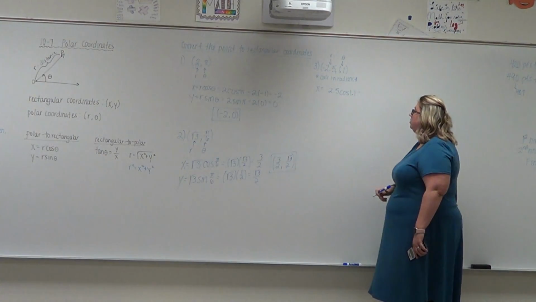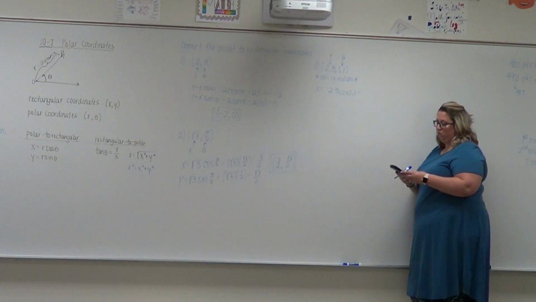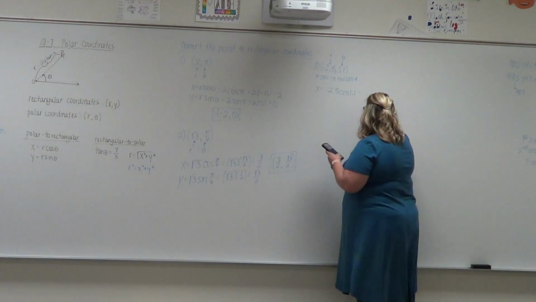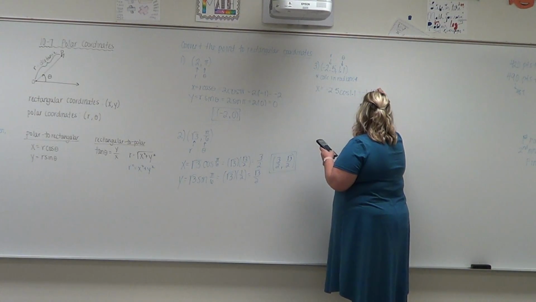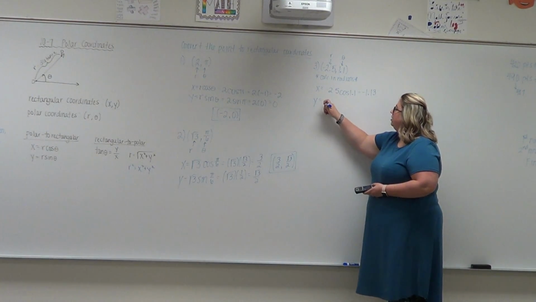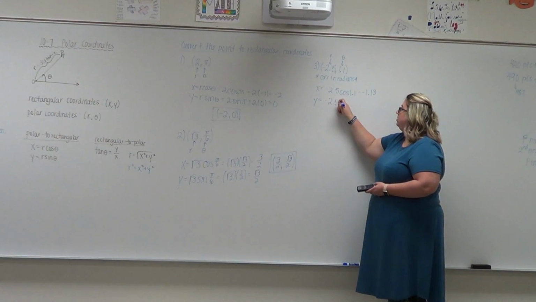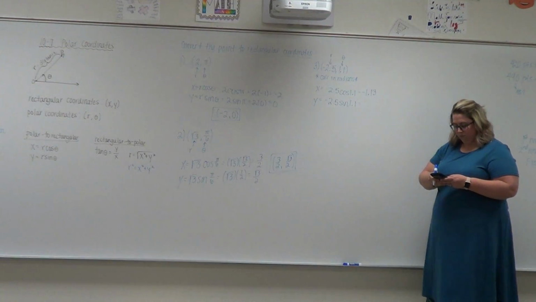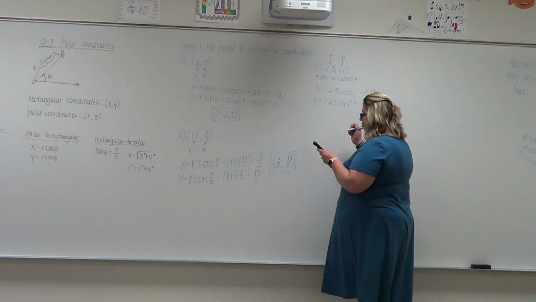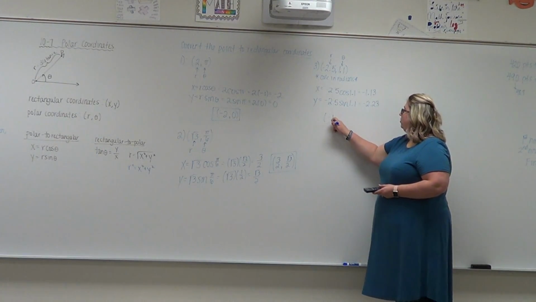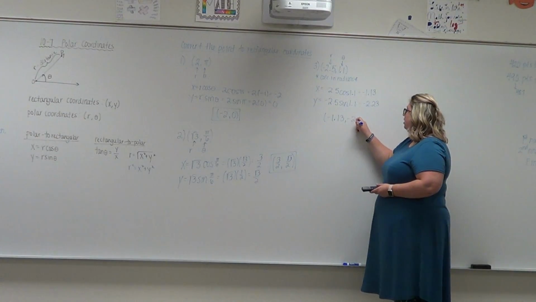1.1. You guys okay if I do 2 decimal places, or do you want to do 4? So this would be negative 1.13. And if I want to find y, negative 2.5 sine 1.1. So this would be negative 2.23. So my point would be negative 1.13, negative 2.23.